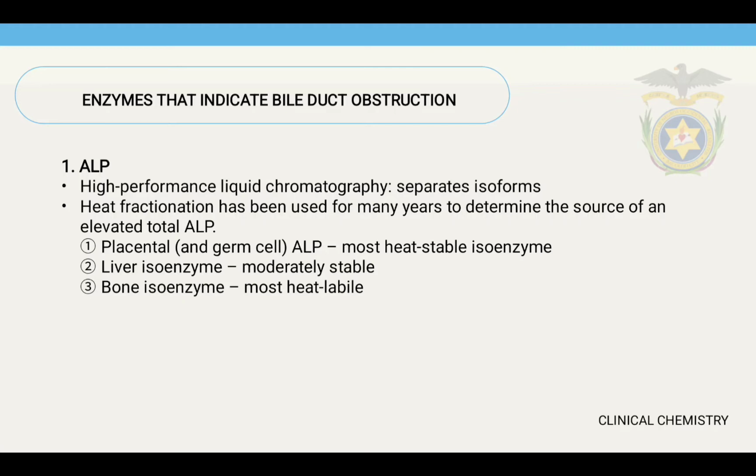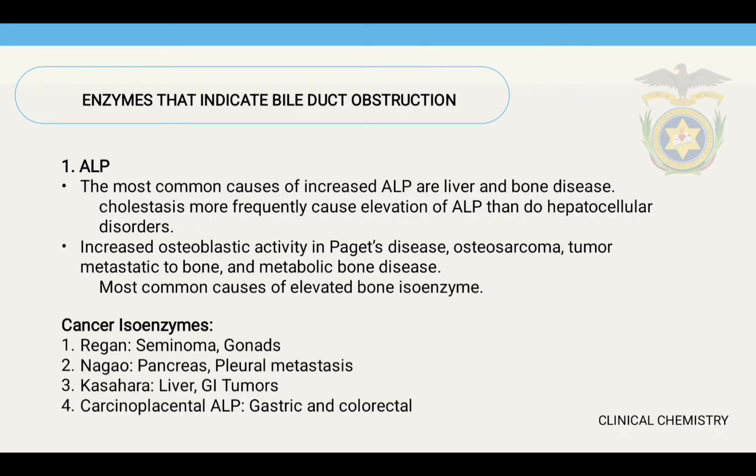And as I've mentioned on the first slide, you have your heat fractionation. Heat fractionation has been used for many years to determine the source of the elevated total ALP. Placenta is the most heat stable, liver is moderately stable, and bone is the most labile among the three. You have bone burns and liver lives. I guess it's a mnemonic if you want to use.